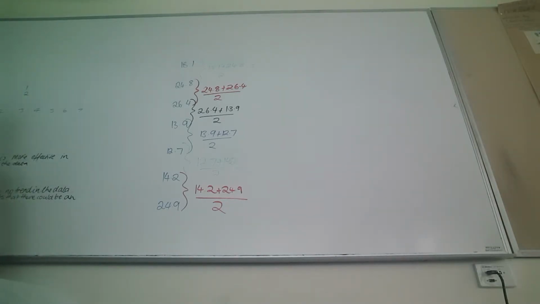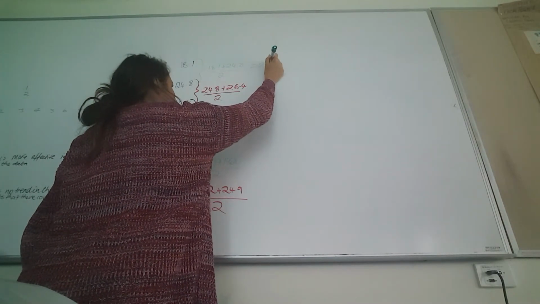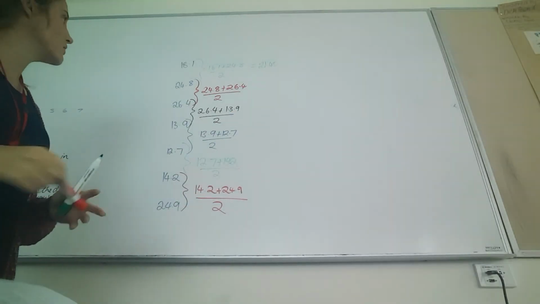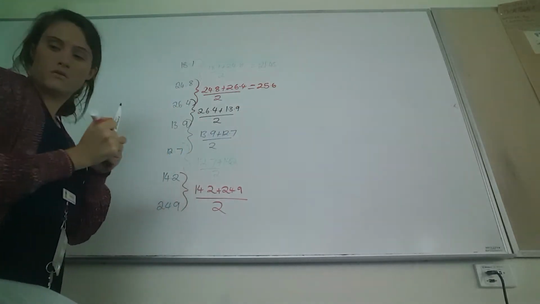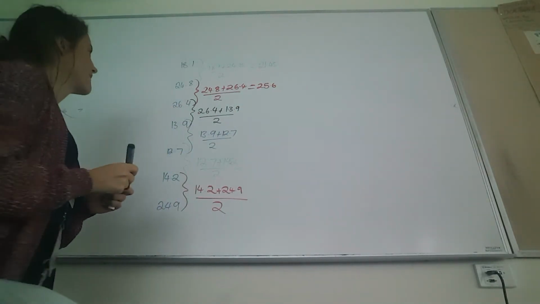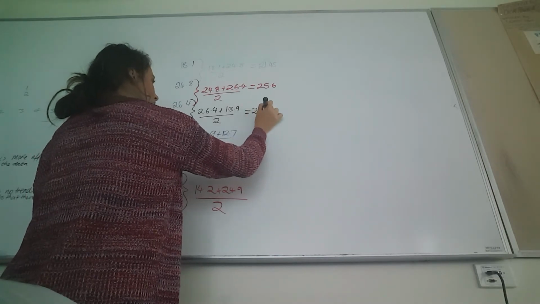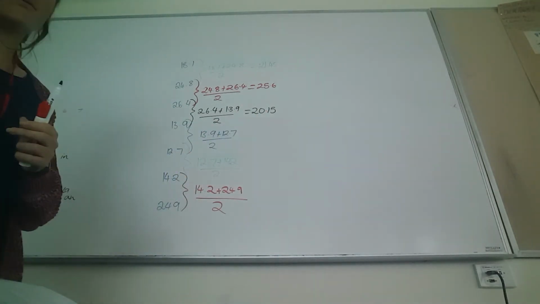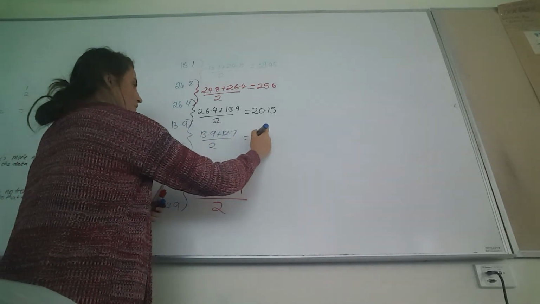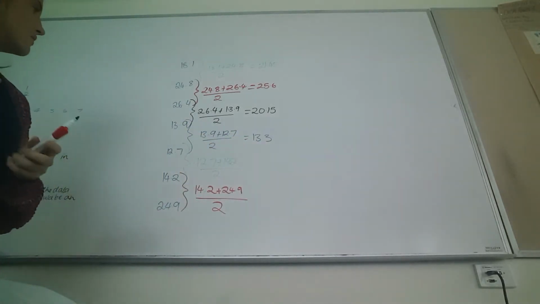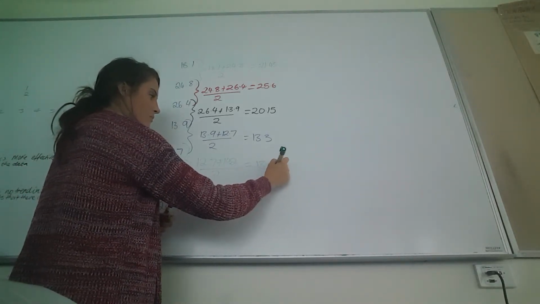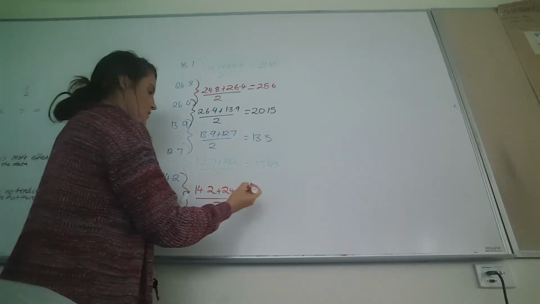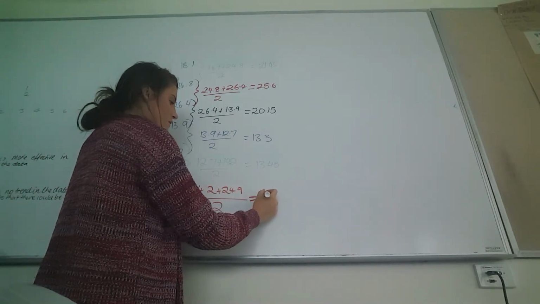What did we get for our first one? 21.45. Thank you. Second one? 25.6. Third? 20.15. Fourth? 13.3. The next one? 13.45. And the last one? 19.55. Thank you.